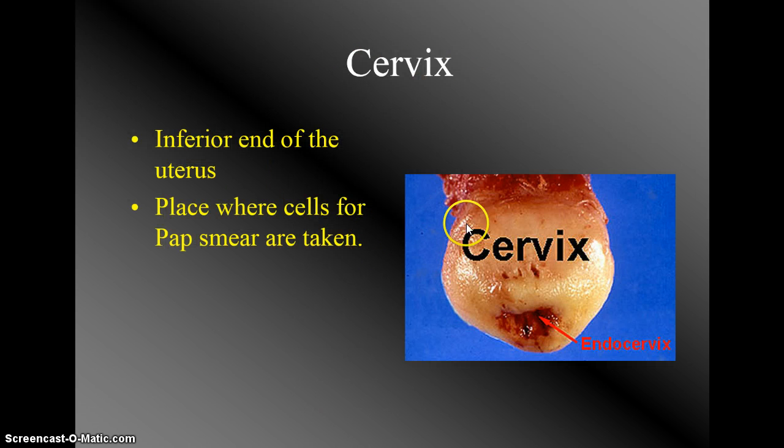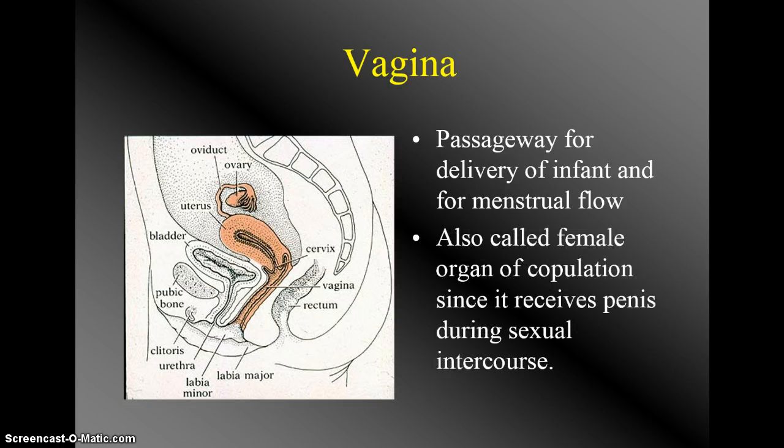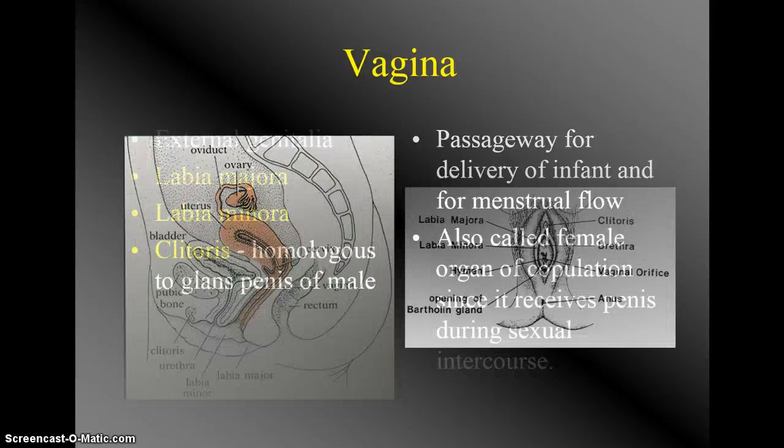This is the cervix. The cervix is the end of the uterus. It's the place where cells are taken for a pap smear to test for abnormalities and possible cancer. The vagina is the passageway for the infant and for menstrual flow. It's also where the penis is inserted during sexual intercourse, and that is the vagina. The hymen is at the end of the vagina. It just blocks that opening. It is usually not there when a woman gets to puberty. If she uses tampons or sports or whatever, it can break that structure.